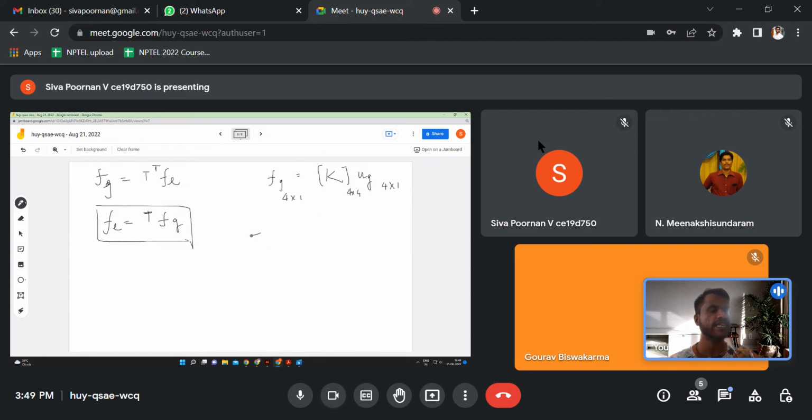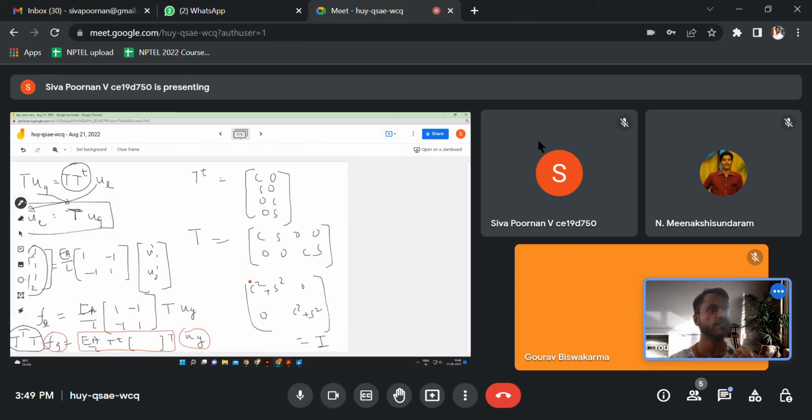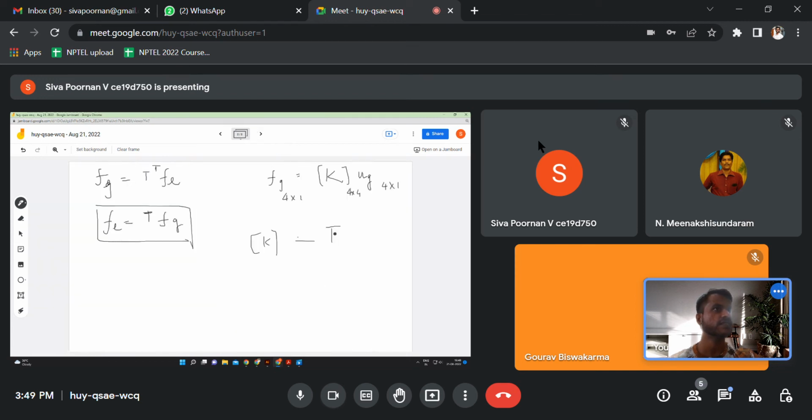And what is this k actually going to be? This k is nothing but t transpose times EA by L times 1 minus 1 minus 1 1 times t. That is all. If you do this calculation, you will find out that it forms out to be a neat 4 by 4 matrix. Okay, so what are this t and t transpose? We know that t is going to be c s 0 0, 0 0 c s. That is all.